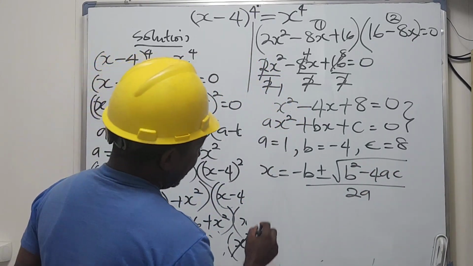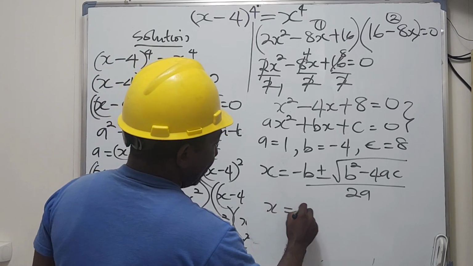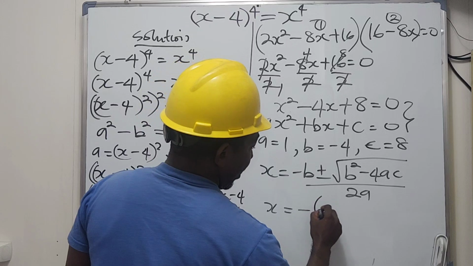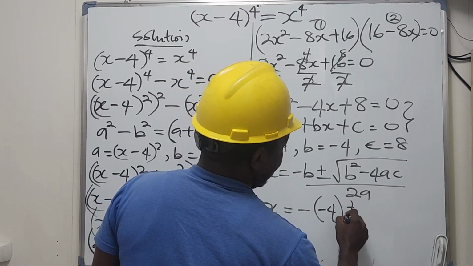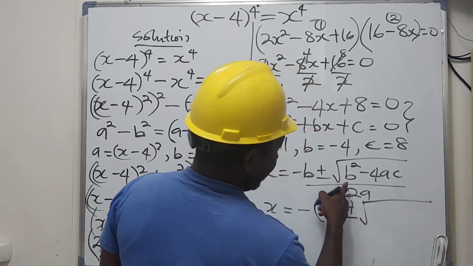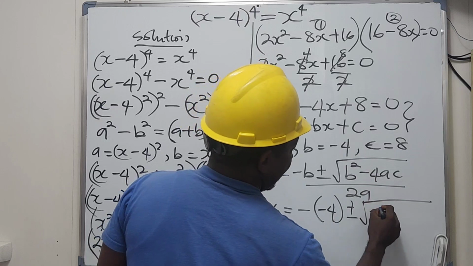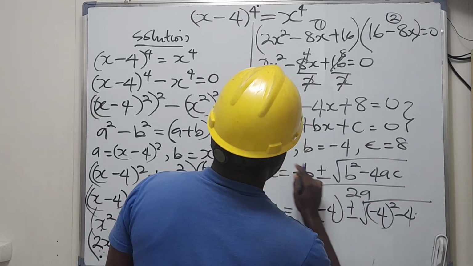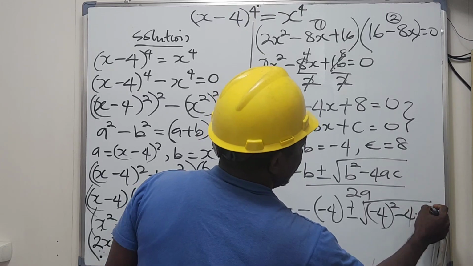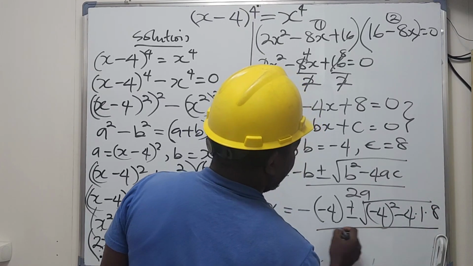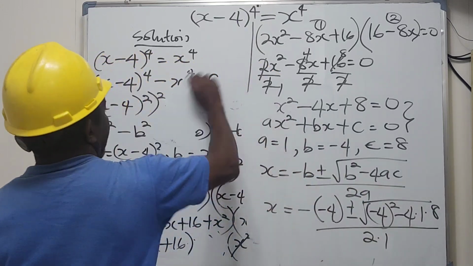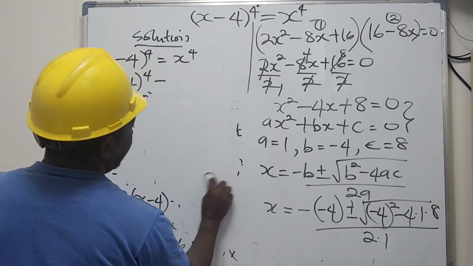So in this case, the value of our x will become minus b. Our b is minus 4. So we have minus 4 into plus or minus square root of b to the power of 2, which is minus 4 to the power of 2 minus 4 times a, which is 1, times c, which is 8, all over 2 times 1.